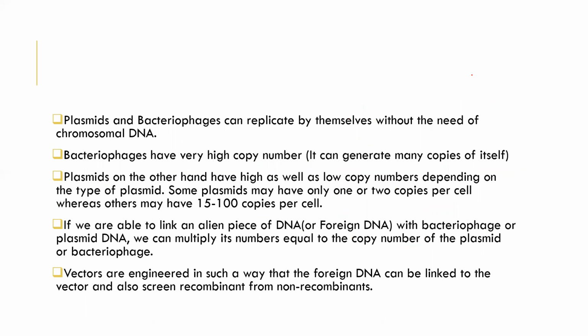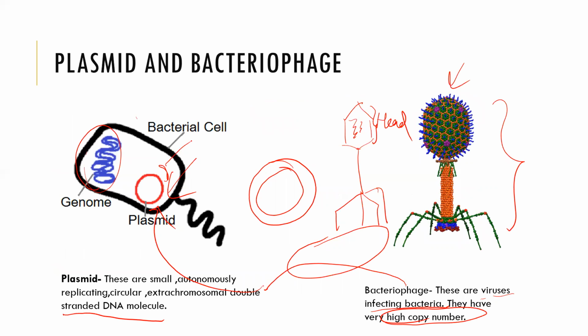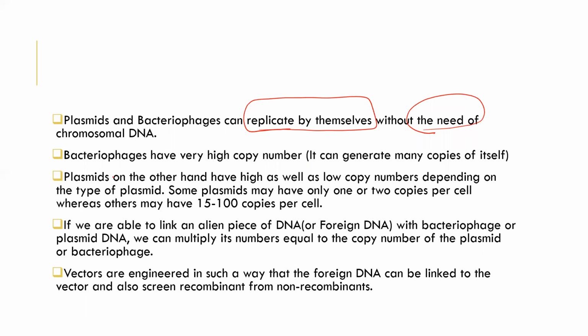So plasmids and bacteriophage can replicate by themselves. They are autonomously replicating without the need of the chromosomal DNA. So they do not require any help from the bacteria or from the chromosomal DNA. Bacteriophages have a very high copy number in comparison to the plasmids. And plasmid, on the other hand, has high as well as low copy number. So the copy numbers actually vary in their case. Some plasmids may have only one or two copies per cell, whereas others may have 15 to 100 copies per cell. So they might have a very high copy number or a low copy number.